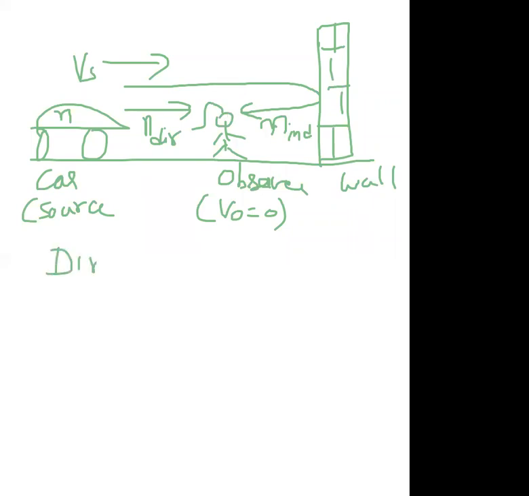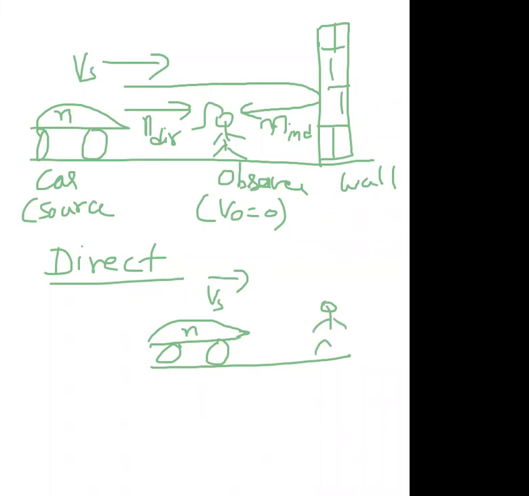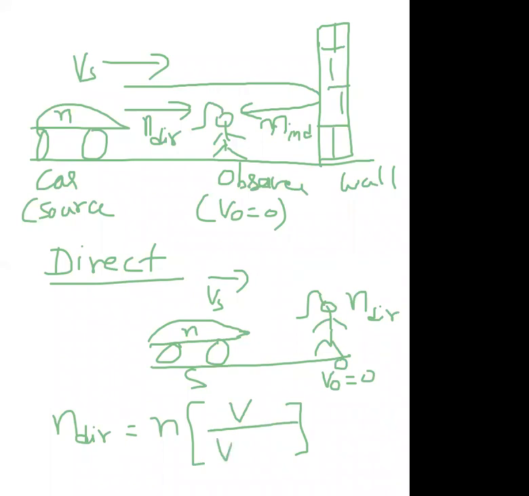Direct situation means you have to observe only source and observer. This is the car, the source, emitting frequency n and moving with Vs towards a stationary observer. Stationary observer means V naught is equal to 0. So in the direct situation the frequency heard by the observer is n direct. n direct is equal to n into, since the source is coming towards the observer, V by (V minus Vs).